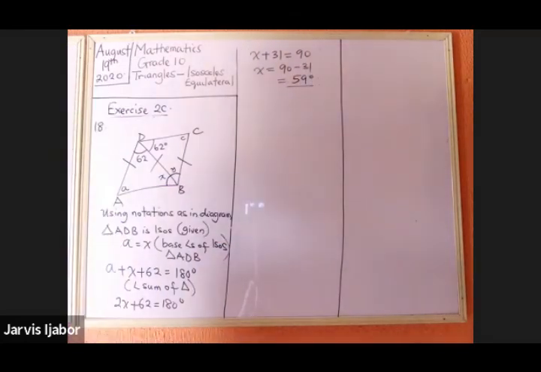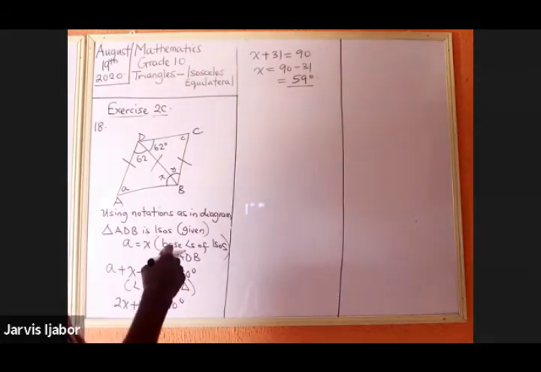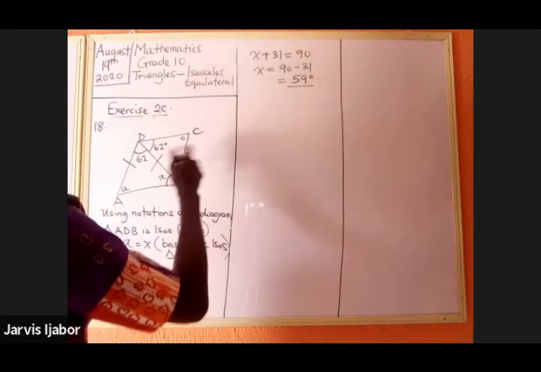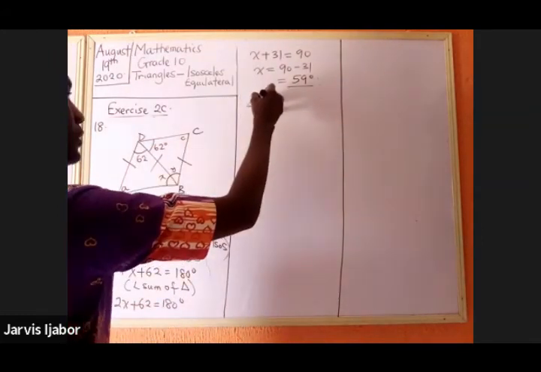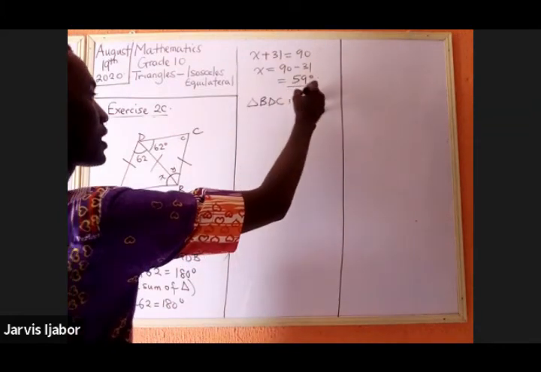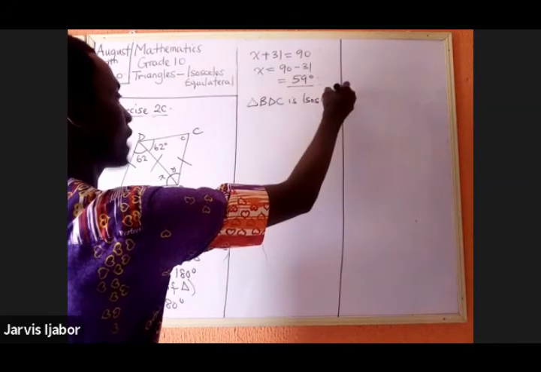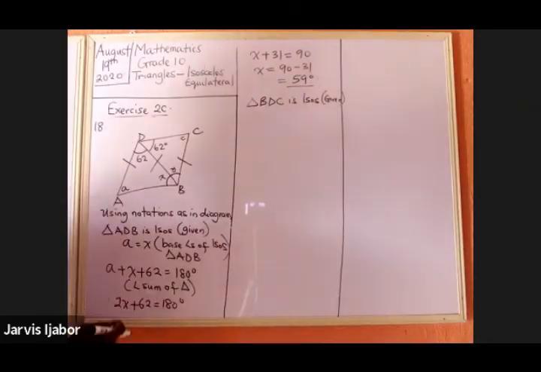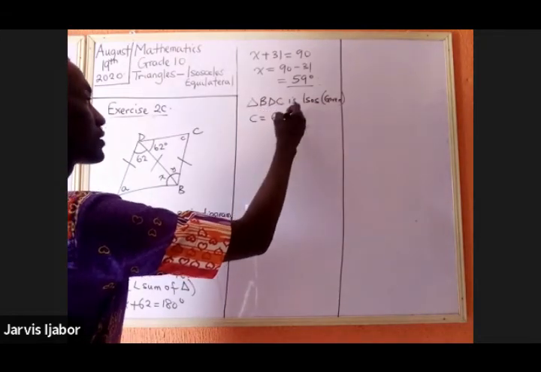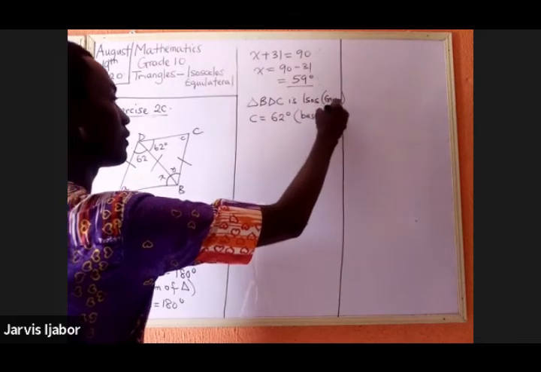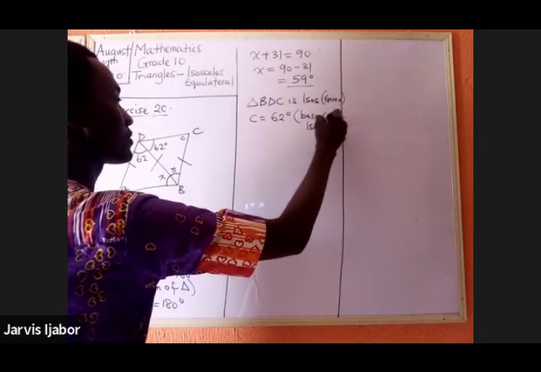So that will be equal to 59 degrees. Okay, with that sorted, we can also look for Y. But be very careful. On the flip side, if you look at triangle BDC, it is isosceles, and it is given. How do I know? Because this side is equal to this side. Now, in this one, C is equal to 62 degrees, base angles of isosceles triangle.